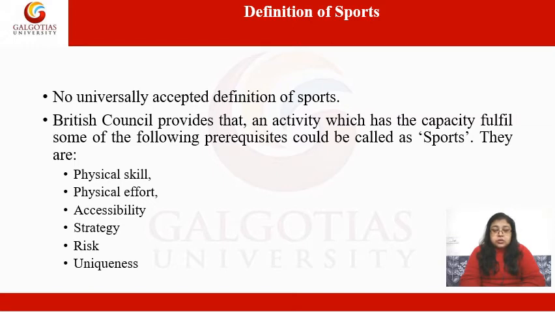That means the person who is doing that particular activity has accessibility to do that. There is a strategy involved. It's not that there is an indolent attitude towards carrying out an activity. The person should be very much intent on doing that particular activity and utilizing a particular strategy to carry on that activity. Then there is a risk involved.